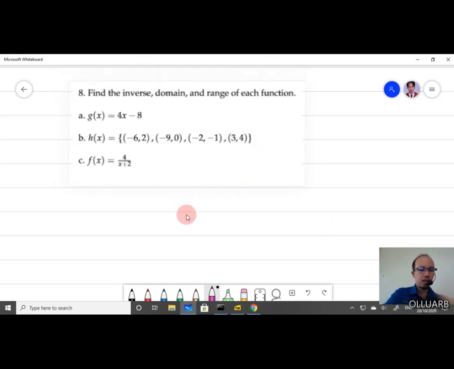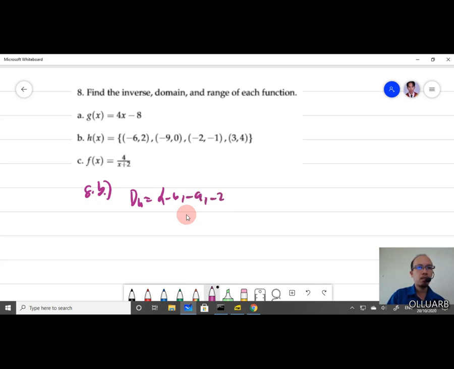Okay, for letter B, for 8B, to get the domain, clearly the domain is -6, -9, -2, and positive 3. The range is, sorry, the range is 2, 0, negative 1, and 4, the second coordinate.